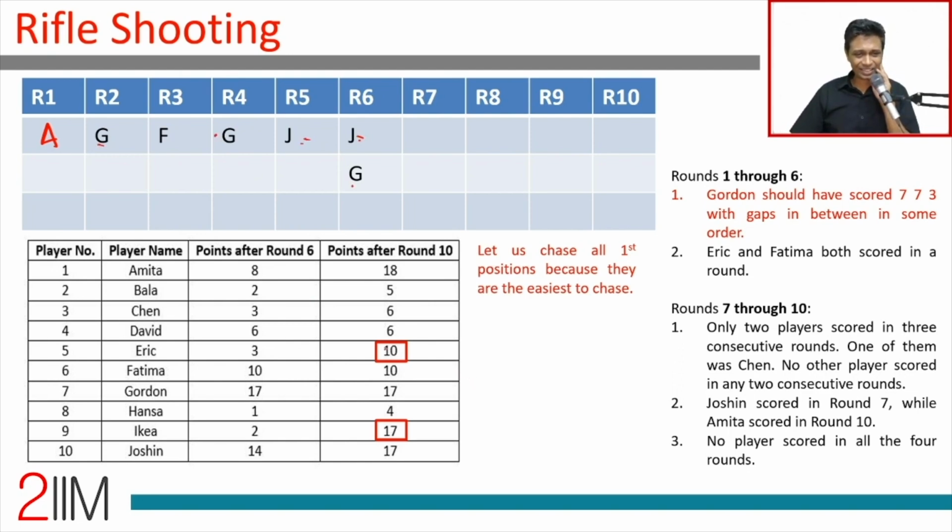Now Eric has gone from 3 points to 10 points. There's a plus 7 here. After round 6, Eric would have been there in round 1, 2, 3, 4, 5, not in 6. And then in round 10. After round 6, Eric is not in round 7, round 8 or round 9. Only in round 10, Eric is playing. Or round 10 is won by Eric.